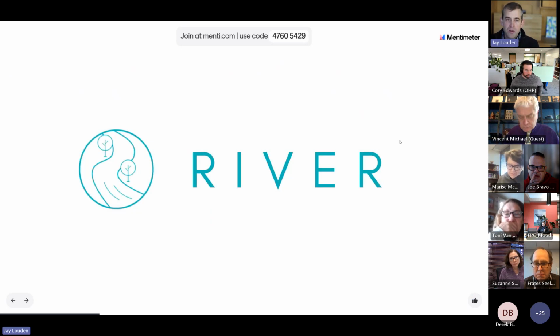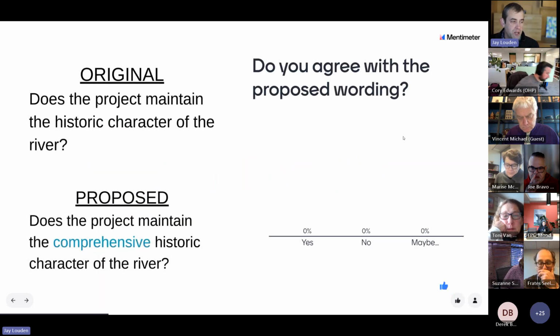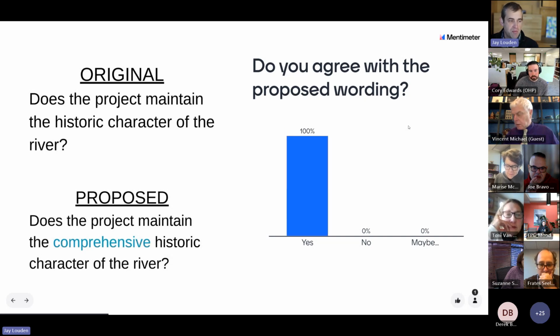Okay, jumping into the criteria, I'll read what's on the screen and run the show, but I would specifically invite folks who are in these rooms to speak up about the wording proposed. First one's a pretty simple one. The original was, does the project maintain the historic character of the river? And we're just adding comprehensive: does the project maintain the comprehensive historic character of the river?